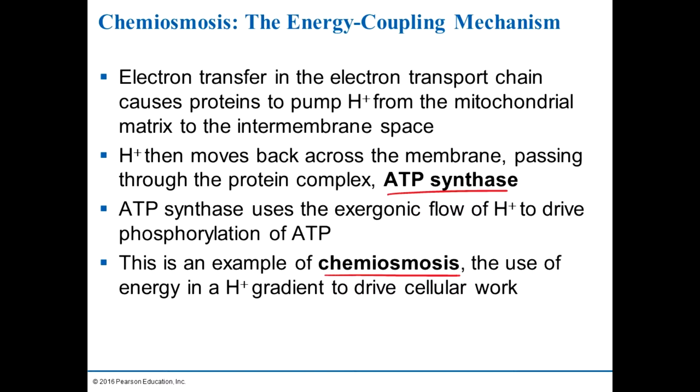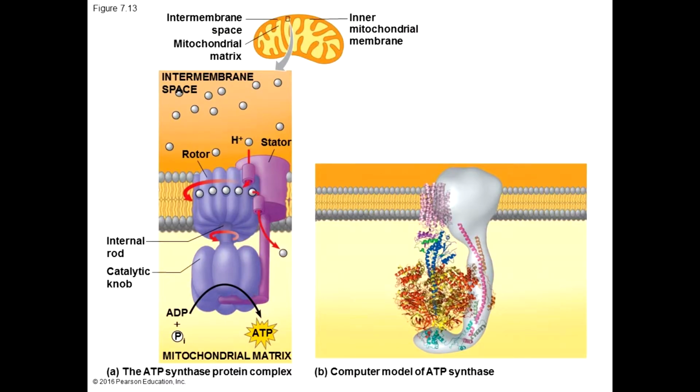This is the second part of oxidative phosphorylation. The actions happening in the electron transport chain cause proteins to pump hydrogen ions from the mitochondrial matrix to the intermembrane space. These ions then move across the membrane and pass through the ATP synthase, which is a complex of membrane proteins that synthesizes ATP. ATP synthase uses chemiosmosis, which is using the energy of the hydrogen ion gradient to drive cellular work, in order to drive the phosphorylation of ATP.